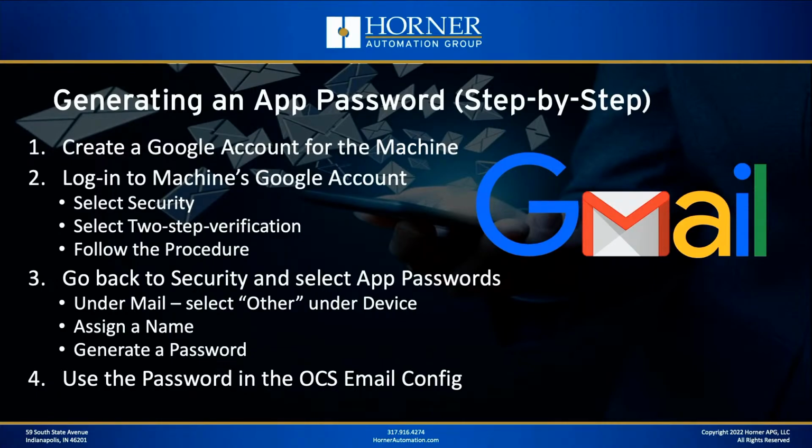Once that's done, you're going to go back to Google Apps, select Security once again, and this time select App Passwords. Under Mail, you'll find a list of devices that are available, and you're going to select the last one, which is Other. And then you have the ability to assign a custom name. That could be something like stamping machine or OCS 1234, whatever you want to call it.